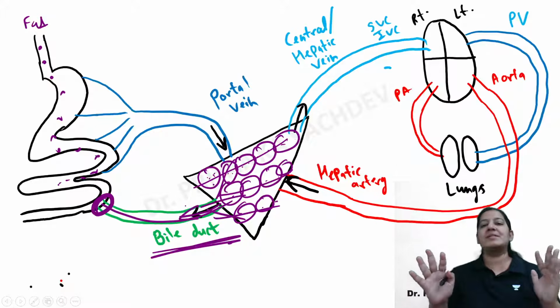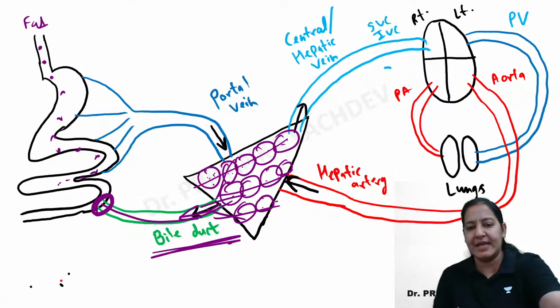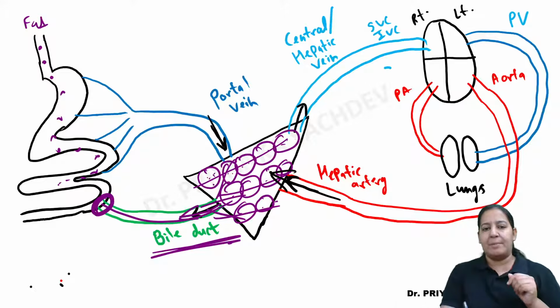So now, what is the summary? In the summary, you can see in the liver two inlets, two outlets. Two inlets is the dual blood supply, and two outlets, one is vein, one is bile duct.